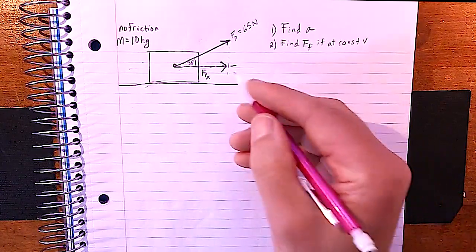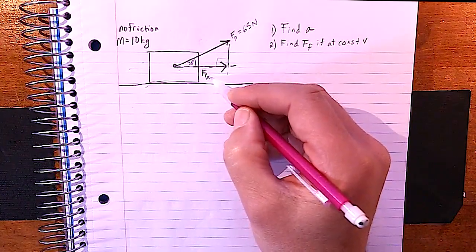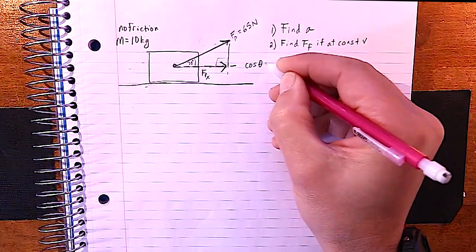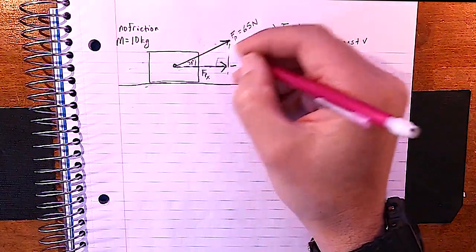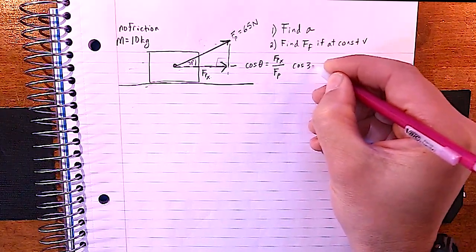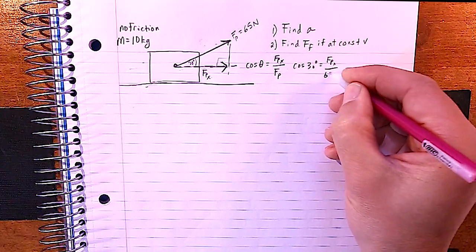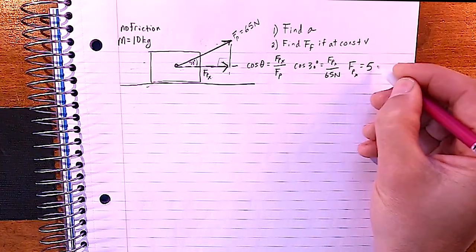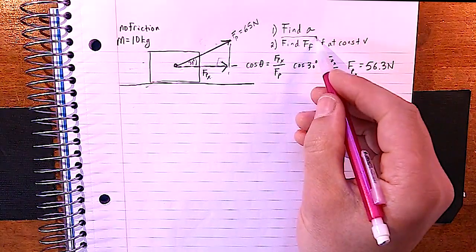So to do that, we have the angle. This is a right angle, so we have a right triangle. So we have the adjacent side, and our hypotenuse here is 65 newtons. So we're going to do cos theta equals adjacent FPX over our hypotenuse. This is FP. So we have cos 30 is equal to adjacent, our FPX, over hypotenuse, which is 65 newtons. So our FPX comes out to 56.3 newtons.